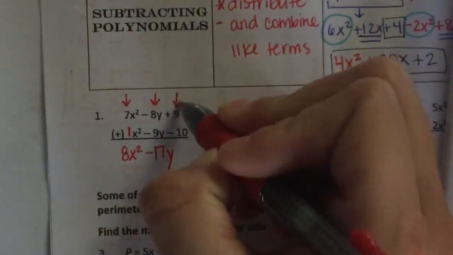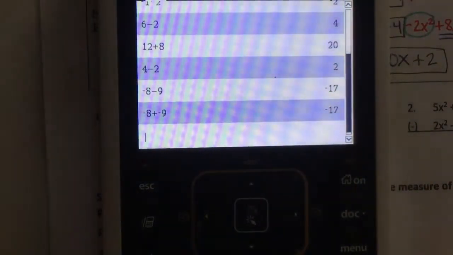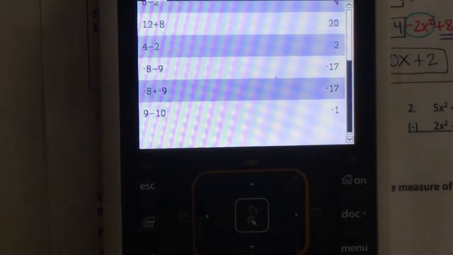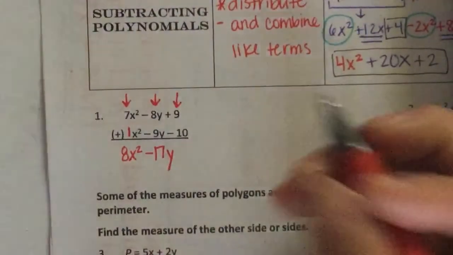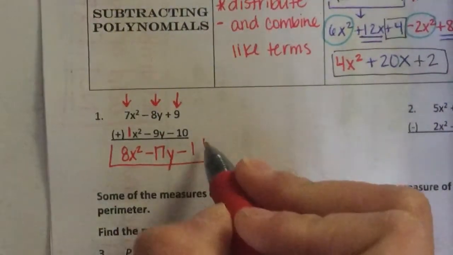Last, you combine a positive 9 minus 10. Again, if you don't know what to do, it's 9 minus 10 or 9 plus a negative 10. Either way, it's the same thing. It's a negative 1. So negative 1. And you're done because there's no more like terms.